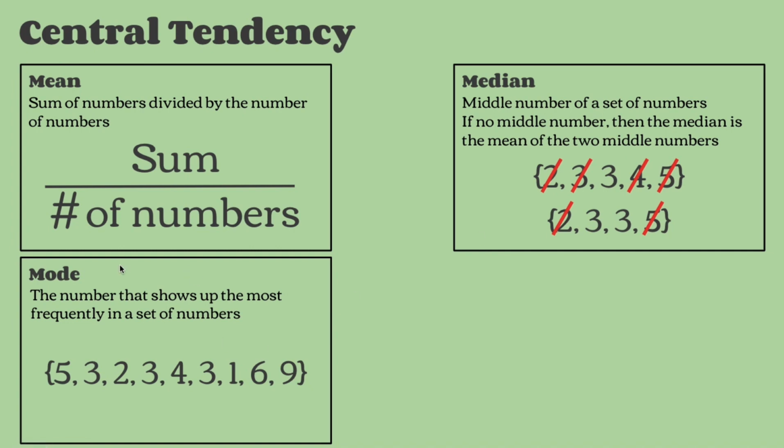Next is our mode, which is the number that shows up the most frequently in a set of numbers. So here we have a data set, and we can see that 3 shows up the most in this set. So this would be our mode.